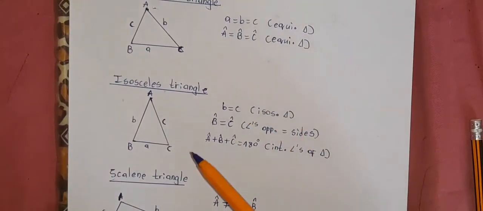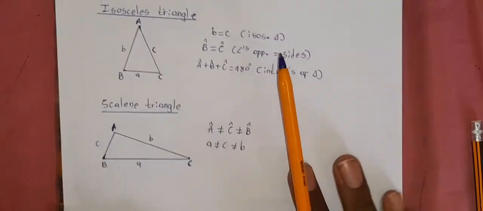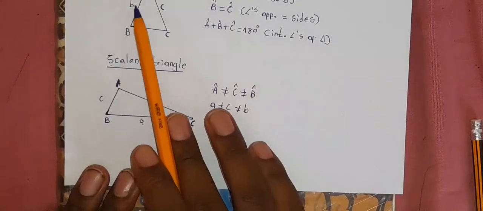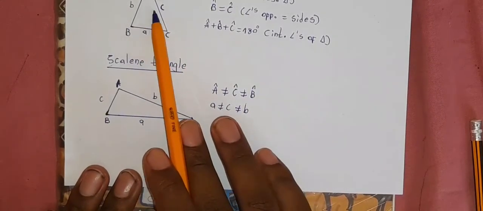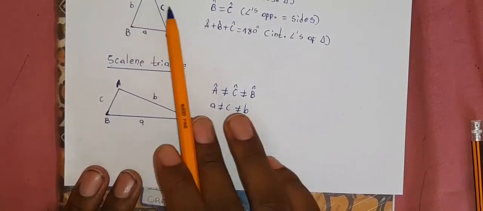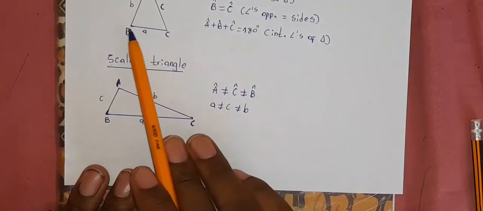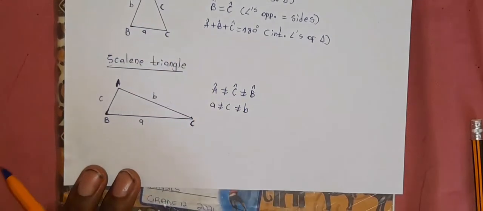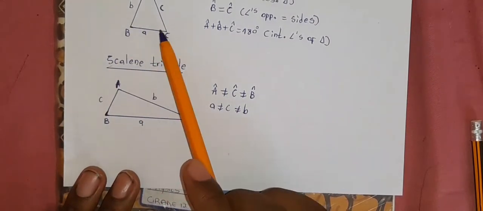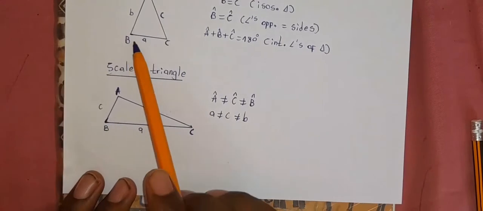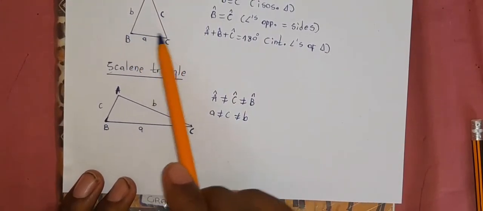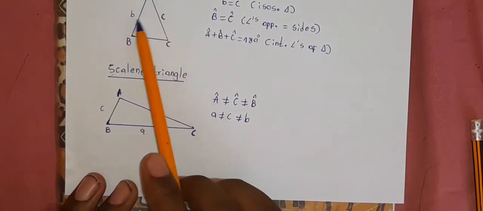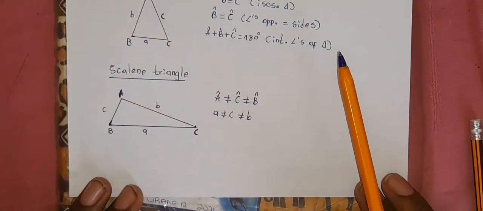So let's move on to another type of triangle. This is an isosceles triangle. You can see that two sides are equal. If the sides are equal, then the angles opposite them are equal. If here is 40, then also here is 40. If here is 50, then also here is 50, because these angles are opposite to the equal sides of the triangle.